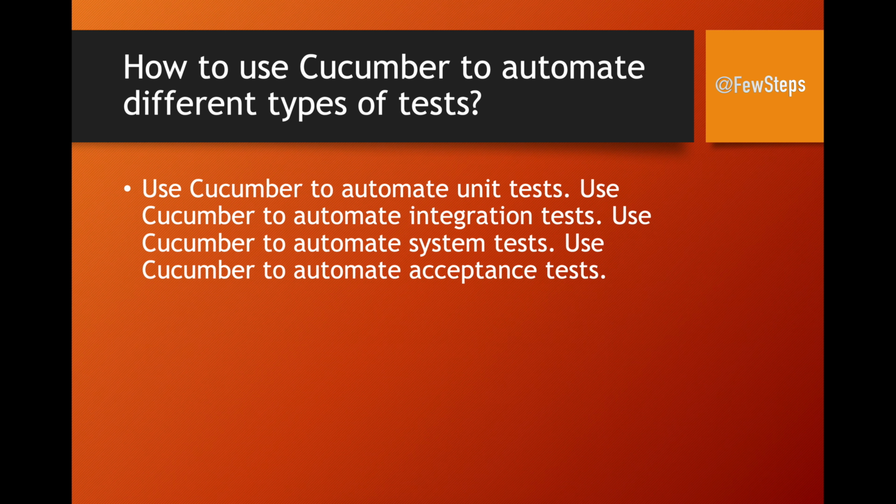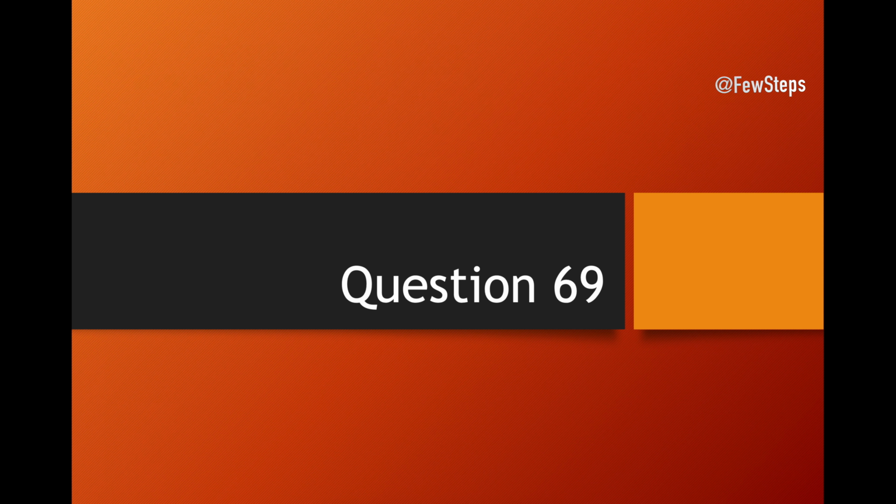Question 68. How to use Cucumber to automate different types of tests? Use Cucumber to automate unit tests. Use Cucumber to automate integration tests. Use Cucumber to automate system tests. Use Cucumber to automate acceptance tests.